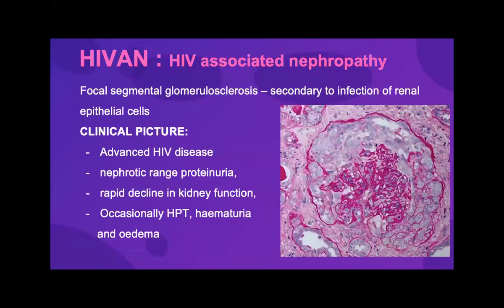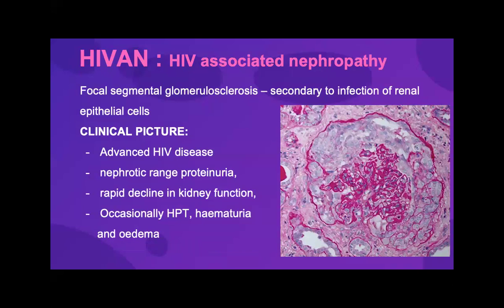So the first one is HIVAN. HIVAN is HIV-associated nephropathy. This is a collapsing form of focal segmental glomerulosclerosis. It causes tubular dilation and interstitial inflammation within the kidney, and it's thought to be due to the infection of renal epithelial cells by the virus itself.